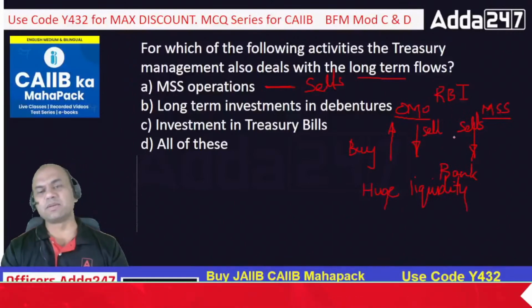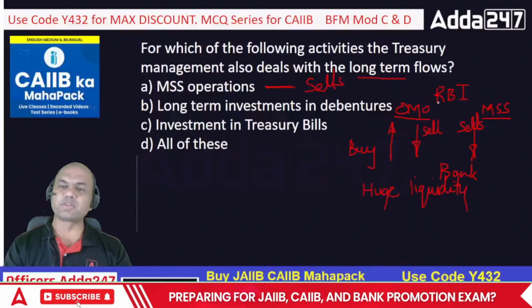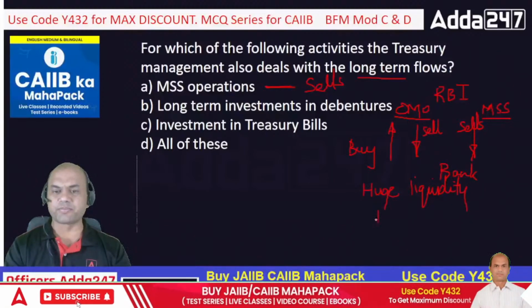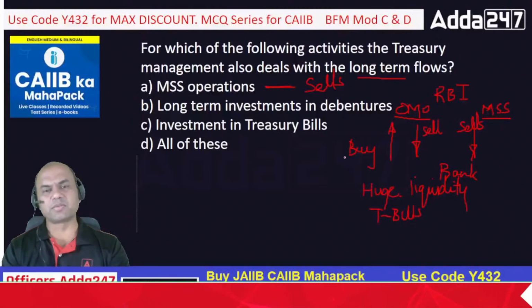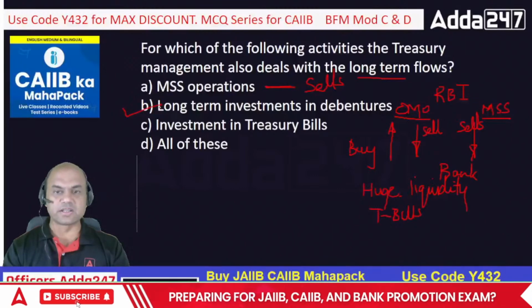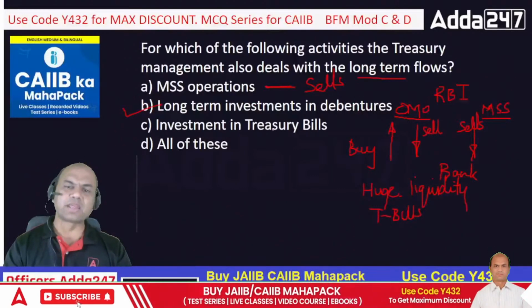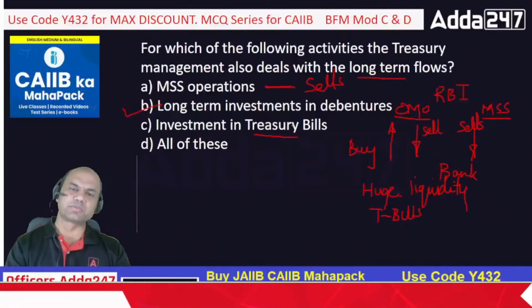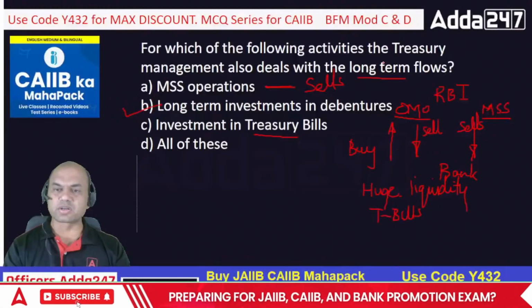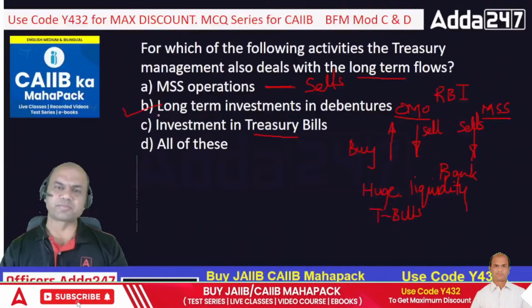So MSS is basically bond T-bills. All this is dealt with using T-bills, treasury bills. Okay. So T-bills, short-term bonds, only 1 year bonds. So this is not a long-term operation. This is a long-term operation, investment in debentures. Okay, this is a long-term, obviously. And T-bills itself are a short-term instrument. So how can it be a long-term flows then? So that is also out. So B is the answer. Only B, isn't it? Clear?